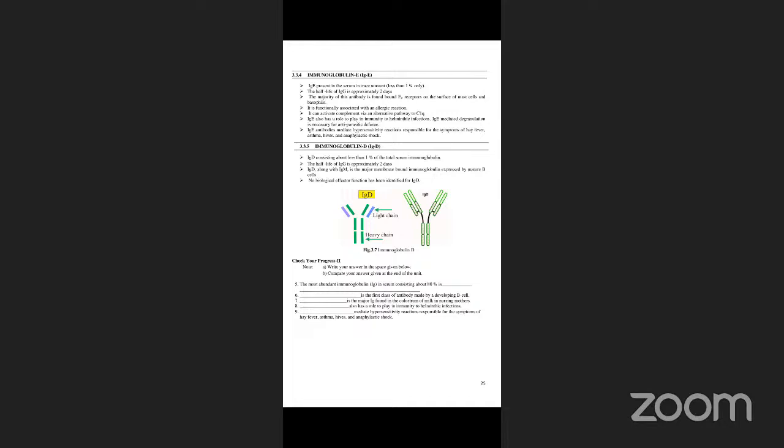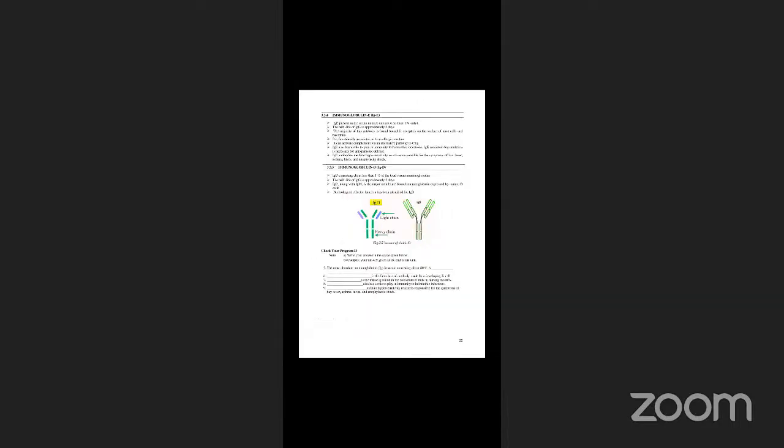Then IgD is also present in a very trace amount, less than 1%. Its half-life is only 2 days, and IgD along with IgM is present on B cells. It is not very effective and does not show any effector functions. Very rarely, in some allergic reactions, this IgD can be produced. This is the classification.